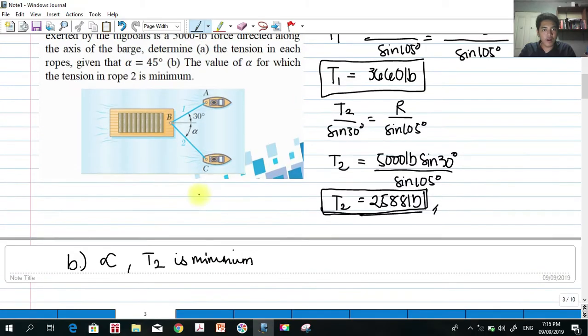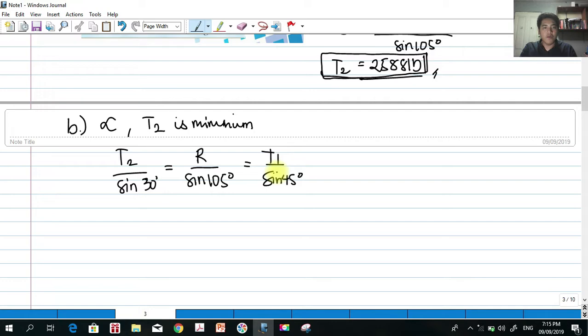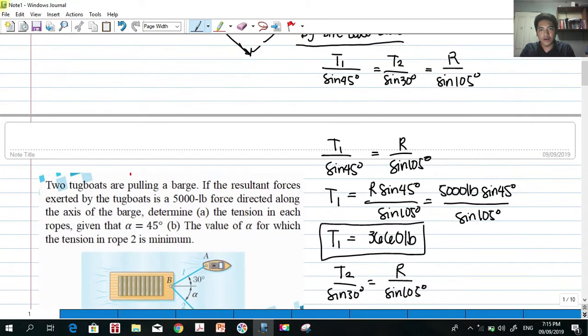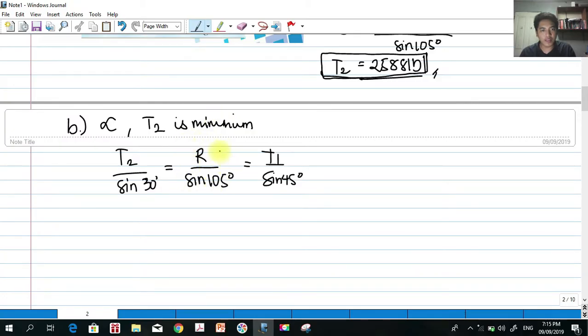So, the value of alpha, this alpha. As you can see, we have T2 over sine 30 degrees equals R over sine of 105 degrees, and that's equal also to T sub 1 over sine 45 degrees. So if I want to make T sub 2 minimum, I have to let this sine 105, or this angle, which is theta, equal to 90.